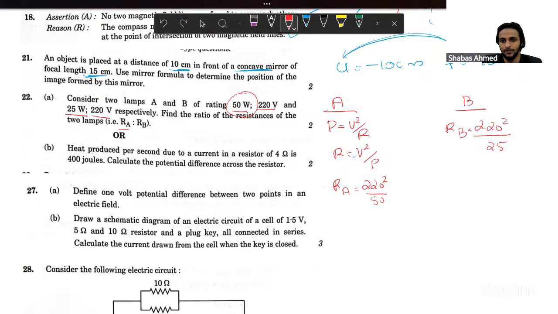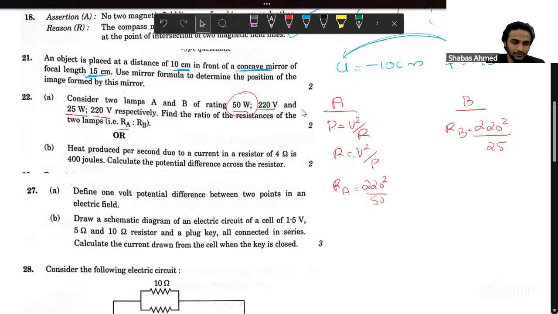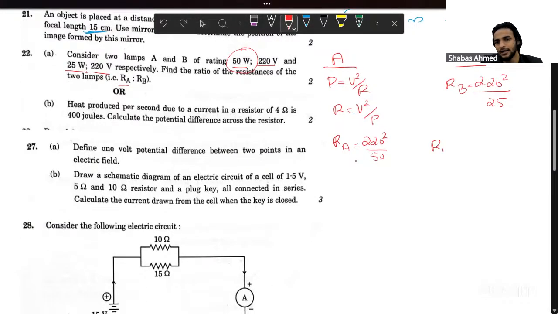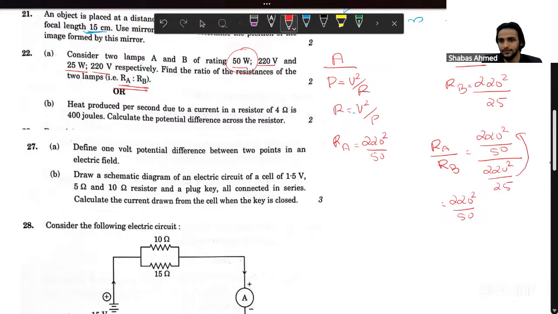I'm not going to multiply and square all these things. Instead, I'm just finding RA upon RB. That means in this question, we have to find RA by RB. Write the equation, that is 220 square divided by 50, whole divided by 220 square divided by 25. By taking the reciprocal, we can take 25 by 220 square. This thing gets cancelled. That means 25 by 50, that is equal to 1 by 2. So the ratio RA by RB will be equal to 1 by 2.